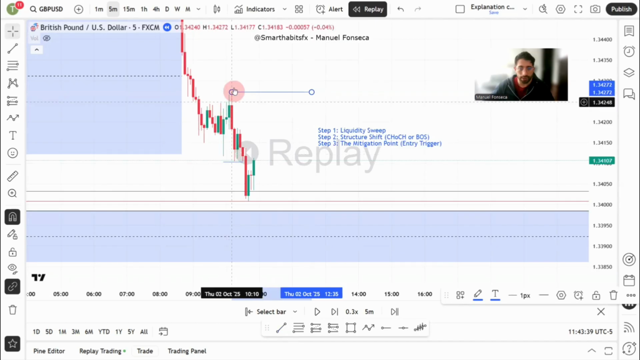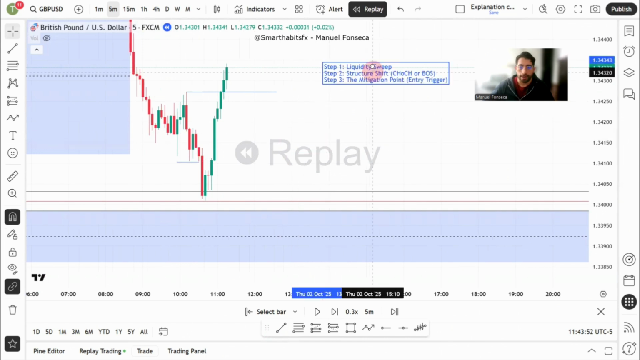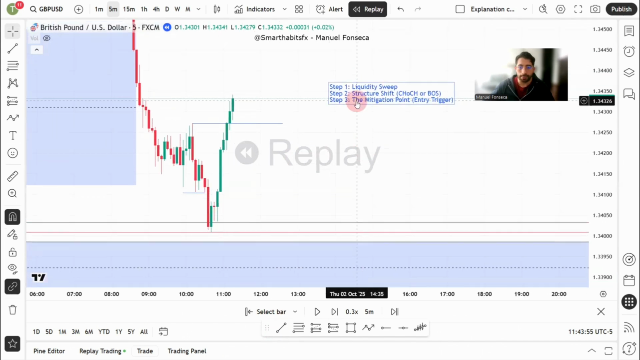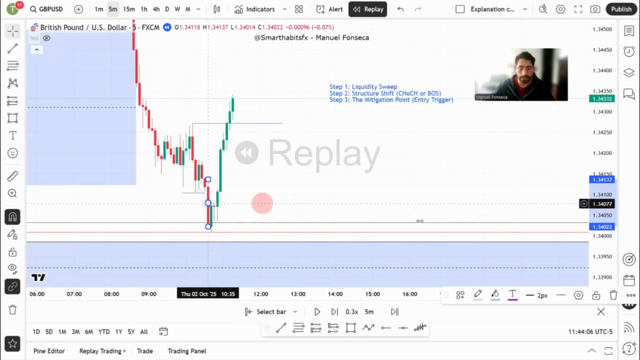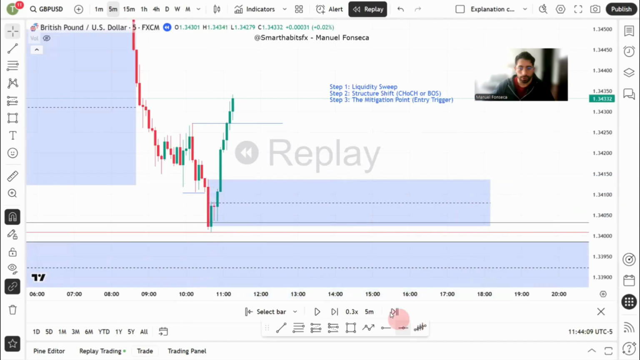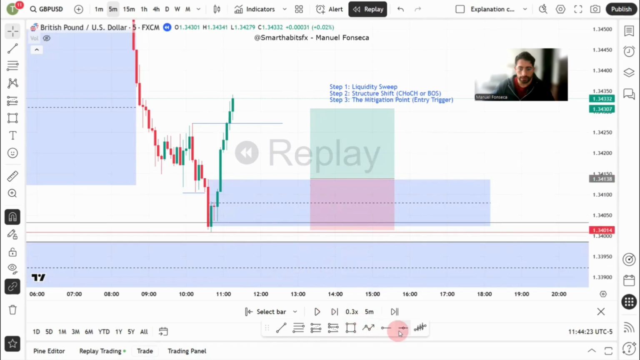So once the price breaks this with the body of the candle, that will be a confirmation. Beautiful confirmation, right? Here is a beautiful confirmation. And what is the next step? The mitigation point of entry. Now we can select this bearish order block, the last bearish candle, as our point of interest right here to execute our order. Perfect.